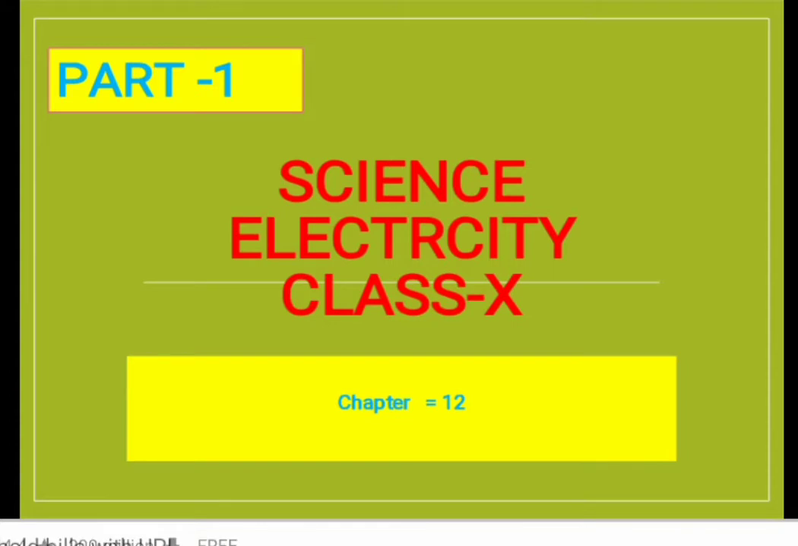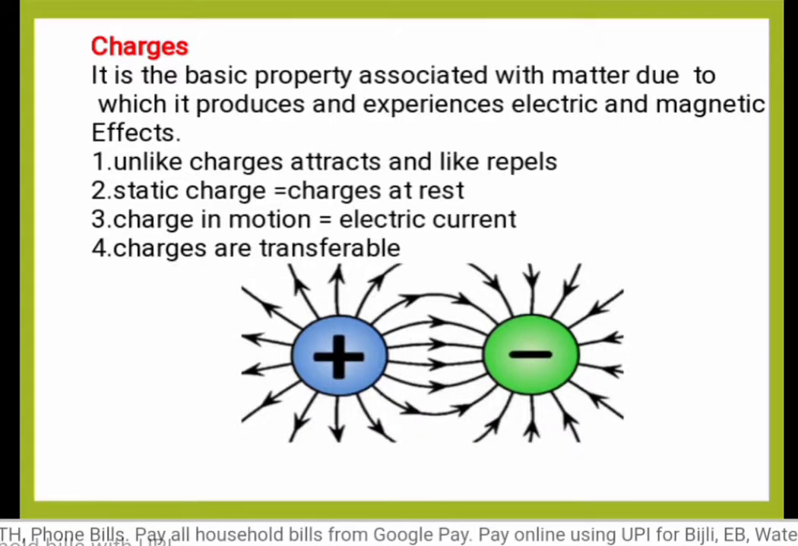In today's video we are going to learn about electricity, class 10th science, chapter number 12. Electricity is a term associated with physics. Now in our home, all appliances are run by what? Current. Electricity. The first term associated with this chapter is charge.